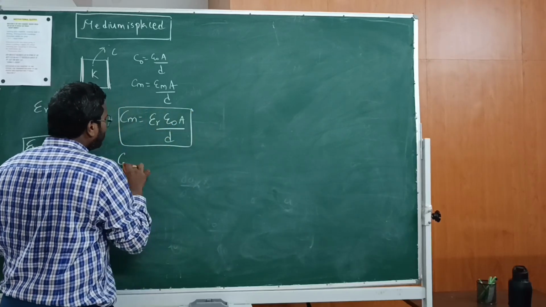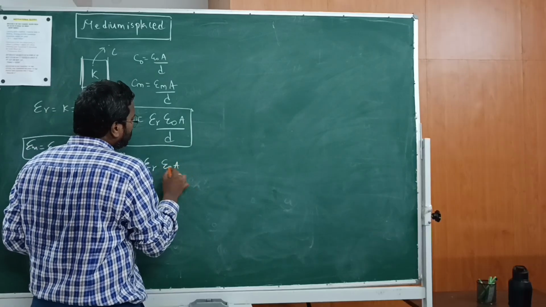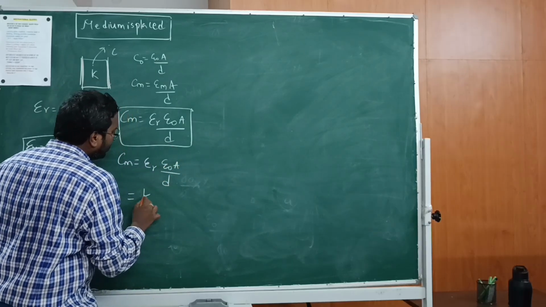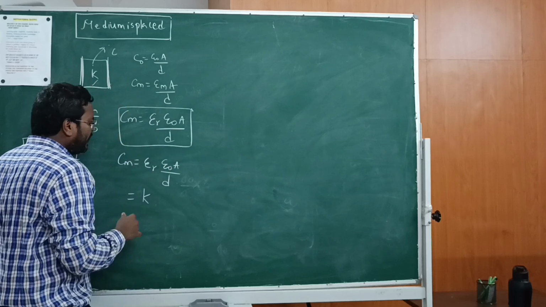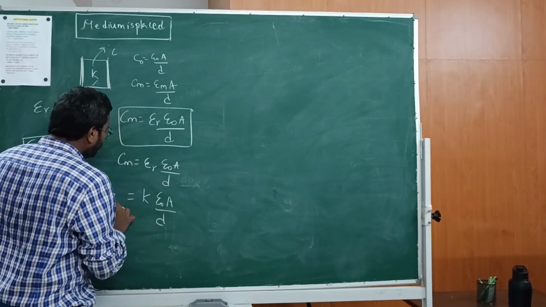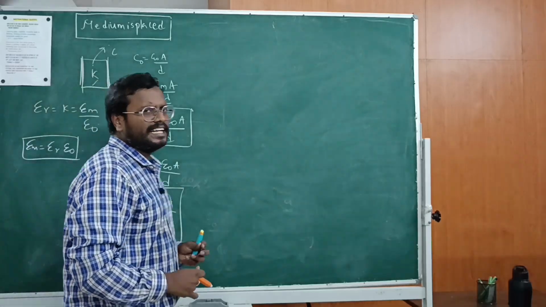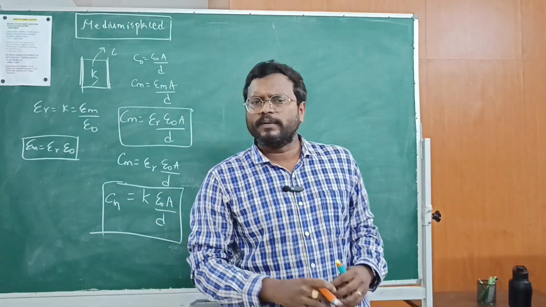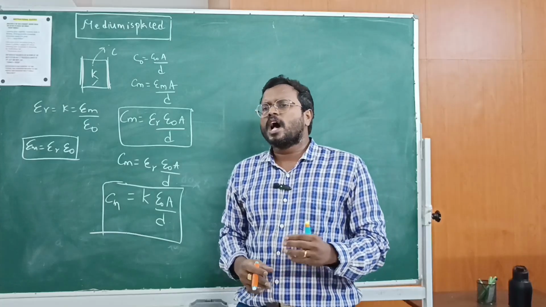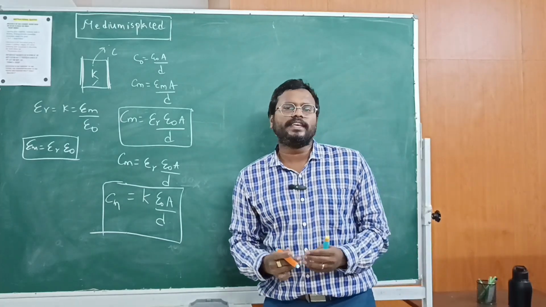So what is happening here in the medium? It increases by the relative permittivity times. So we can also write this epsilon R as nothing but the dielectric constant K, times epsilon naught A by D. Now if there are two or more dielectric constants placed between the parallel plate capacitor, how are we going to deal with these kinds of problems? We'll be seeing it now.